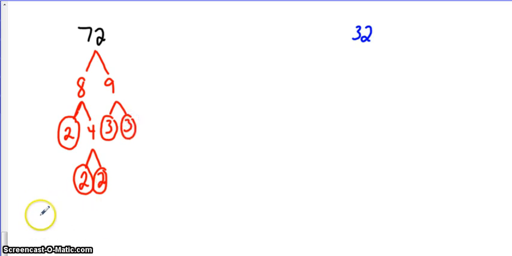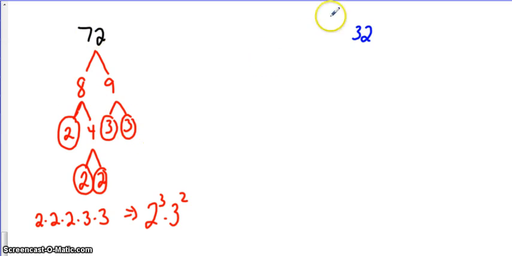So our prime factorization for 72 is going to be 2 times 2 times 2 times 3 times 3. We have 3 2's and 2 3's. Or in exponential form, we would write 2 to the third times 3 to the second. All right. Now this is just one factor tree for 72.